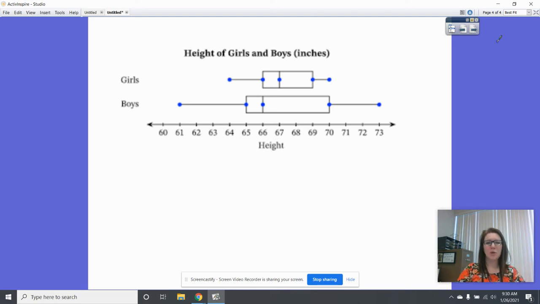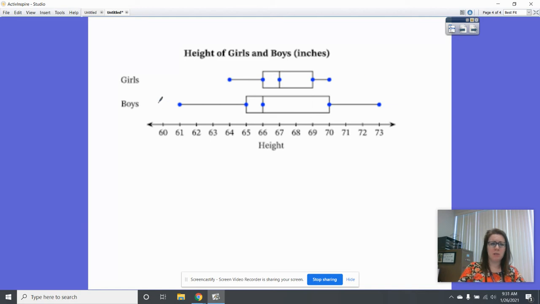Hi, today we're going to talk about how to compare box and whisker plots. So on the screen we have two box and whisker plots for the height of girls and boys in a class, height in inches. So there are multiple different things that could be asked if you are needing to compare them. So for example, you could be asked, which has the smallest minimum?